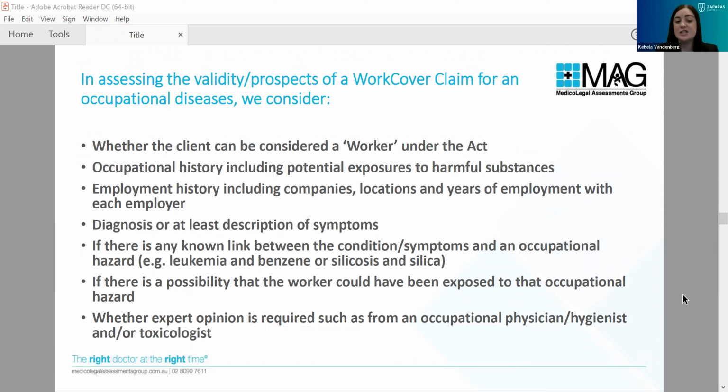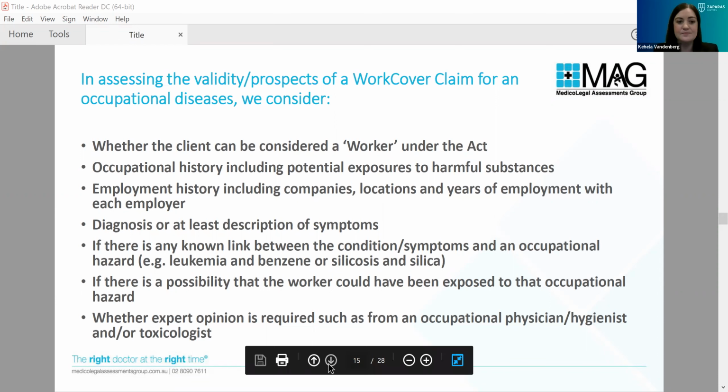And also consideration that we may need to actually get an expert opinion. Typically, it could be an occupational physician or hygienist or a toxicologist, but it could also include oncologists, respiratory physicians, and other types of doctors, again depending on the specific condition of the client.